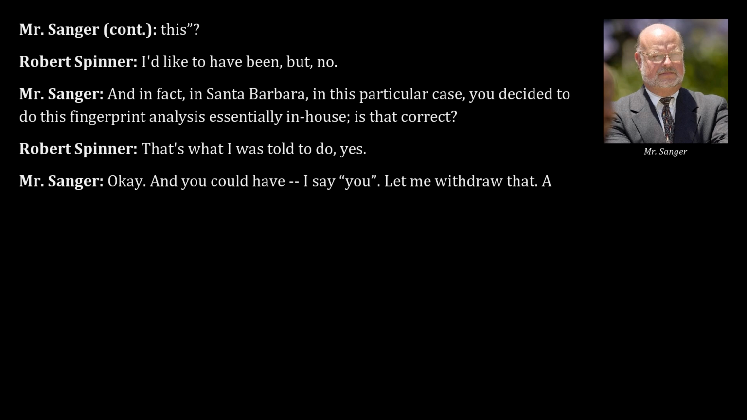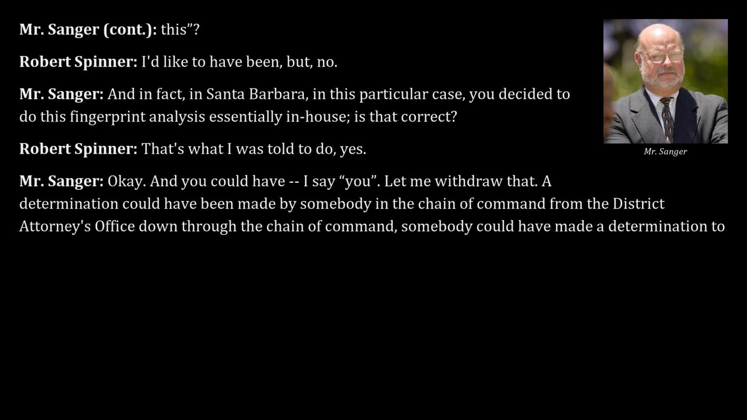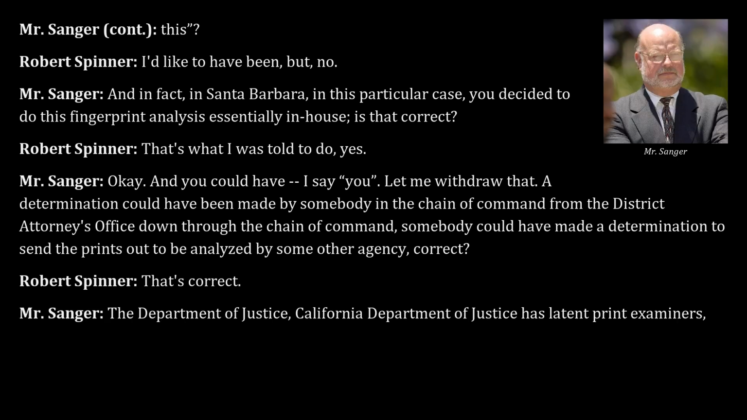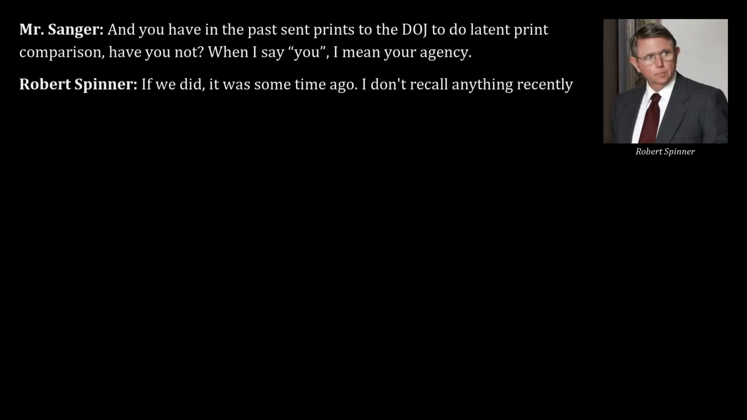Okay, and you could have, I say, you. Let me withdraw that. A determination could have been made by somebody in the chain of command from the district attorney's office down through the chain of command. Somebody could have made a determination to send the prints out to be analyzed by some other agency, correct? That's correct. The California Department of Justice has latent print examiners, does it not? That's correct. And you have in the past sent prints to the DOJ to do latent print comparison, have you not? When I say, you, I mean your agency. If we did, it was some time ago. I don't recall anything recently that I know that was sent to the Department of Justice.